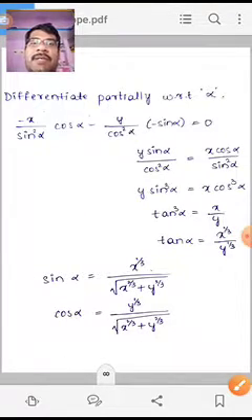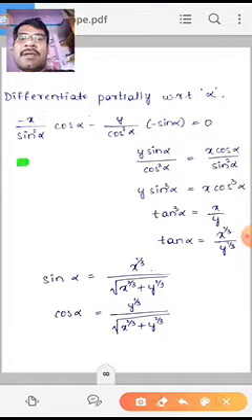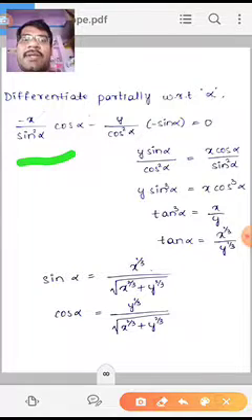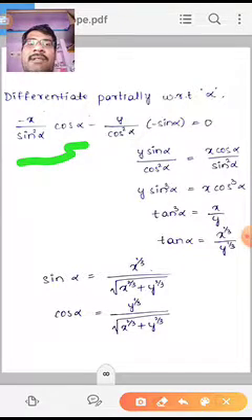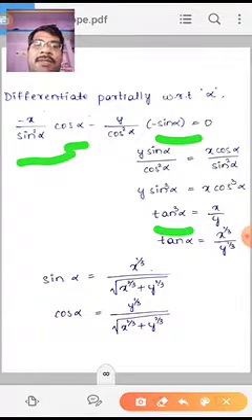We differentiate partially with respect to alpha. We get minus x by sin square alpha, times the derivative of sin alpha which is cos alpha, minus y by cos square alpha, times the derivative of cos alpha which is minus sin alpha, is equal to 0. Here we have to simplify it. We get tan cube alpha is equal to x by y, so tan alpha is equal to x by y all to the power of 1 by 3.